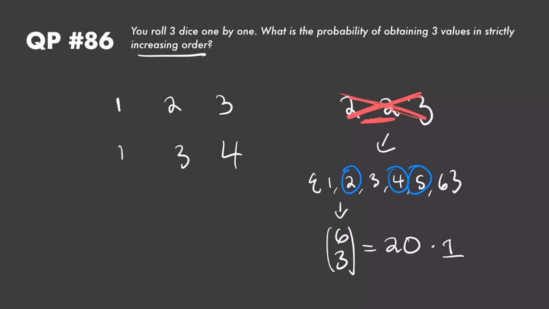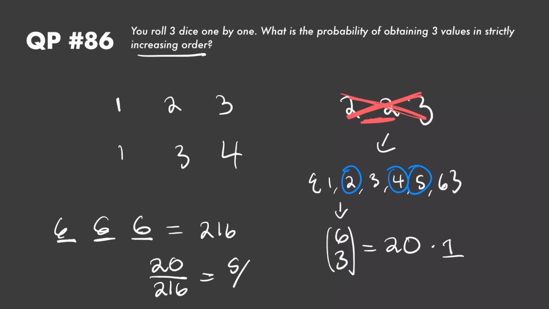The total number of ways to roll 3 dice are, well, we have 6 values for the first dice, 6 values for the second dice, and 6 values for the third dice. So when we multiply those, we get 216. So our final answer should be 20 out of 216, which is equal to 5 on 54.